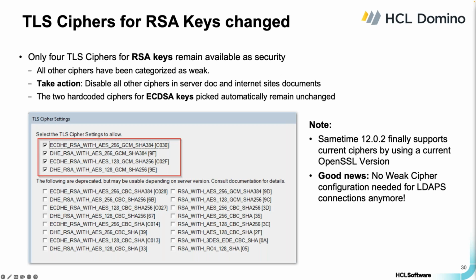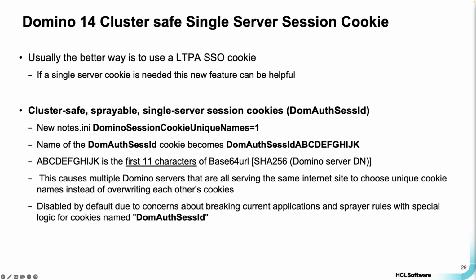And so what we have now is a cluster-safe version of that cookie that you can enable with a notes.ini, where the name of the cookie has 11 characters, which are determined from the Domino server DN, not the internet site name that it happens to be serving. So that way, if you have a half dozen servers in a cluster that are all serving the same internet site, they will each have different DomAuthSessId cookie names, and therefore they can all coexist without stepping on each other.